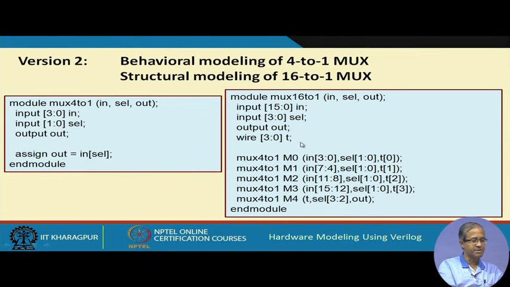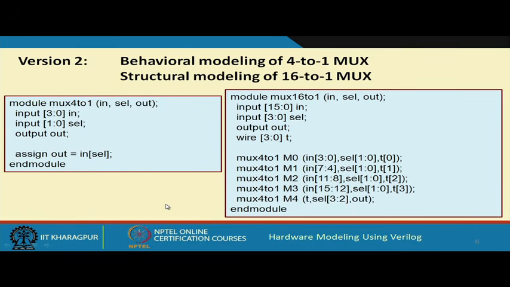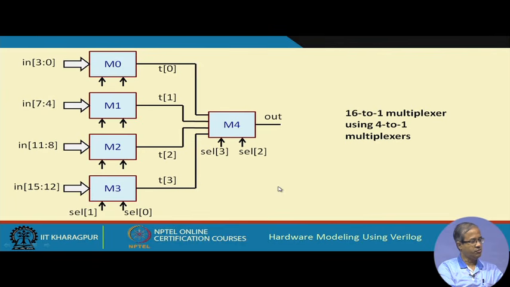So, this is a structural representation of this 16 to 1 mux in terms of 4 to 1 mux, but this 4 to 1 mux I am still describing in a behavioral fashion. Same statement for the 4 to 1 mux. I am not showing the waveform, but if you modify your design like this and run your simulation, you will get the same simulation output, the same behavior as you have seen earlier for a full behavioral description of a 16 to 1 mux. So, this is our version 2, which can be checked to work in the same way.